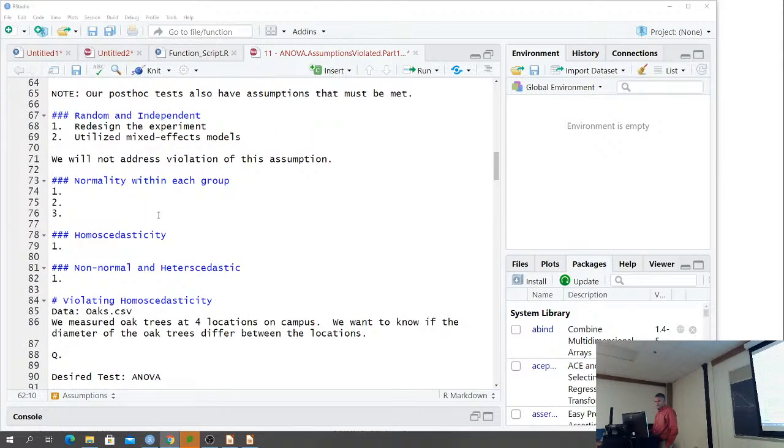What happens if we violate normality within each group? So again, our assumption is normality within each group. So if we violate normality, we can proceed as usual, and it's because ANOVA is robust to violations of this assumption. That's why.